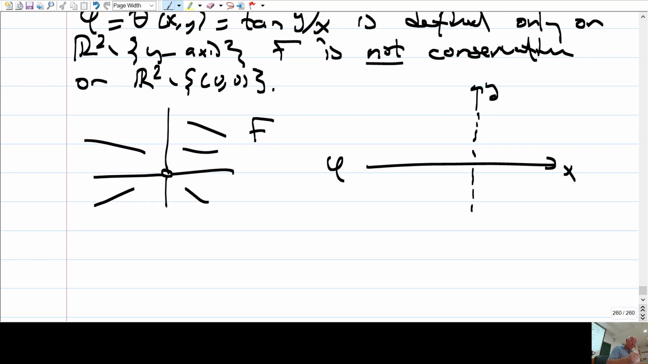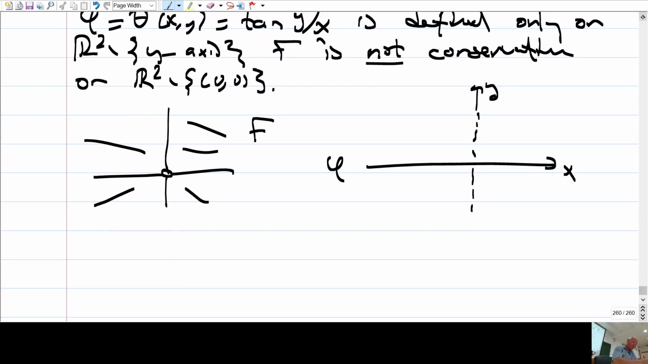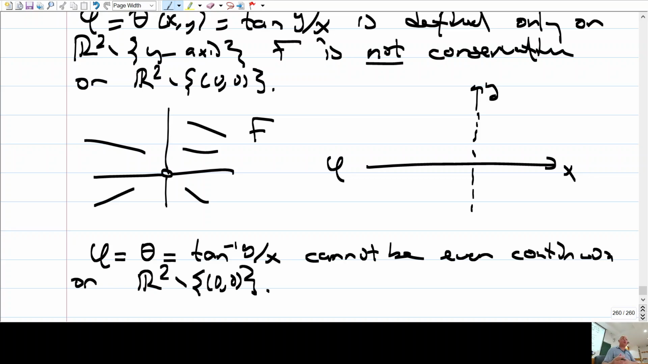The reason for the trouble is actually the following. If you look at what is going on carefully, this phi, which is theta, which is tangent inverse of y over x, cannot even be continuous on R2 minus (0, 0). We said this function does not exist, but indeed it is not continuous. Why is it not continuous? Why is that?